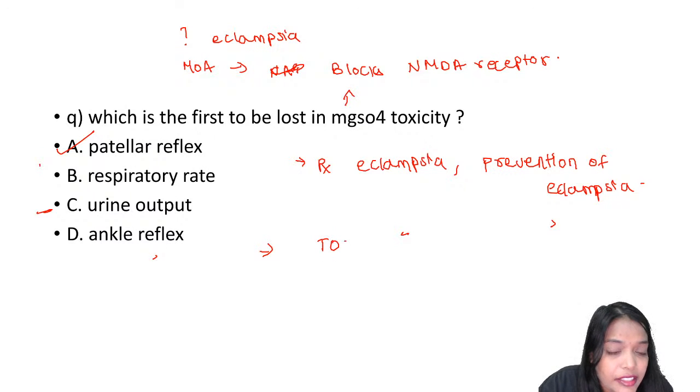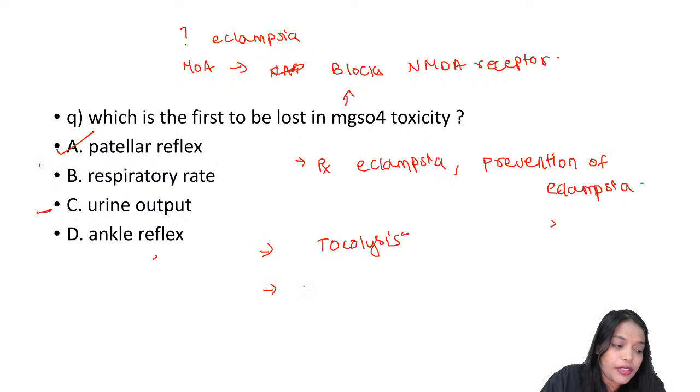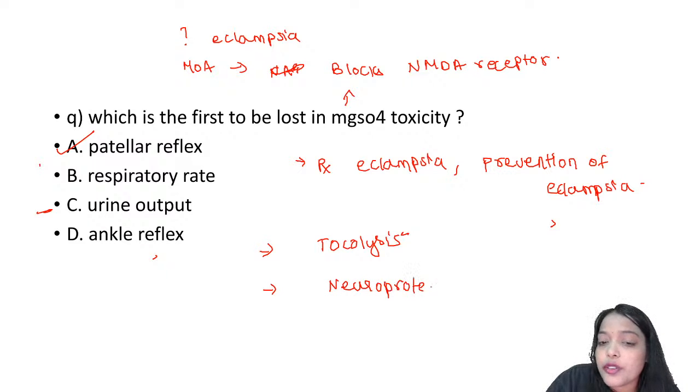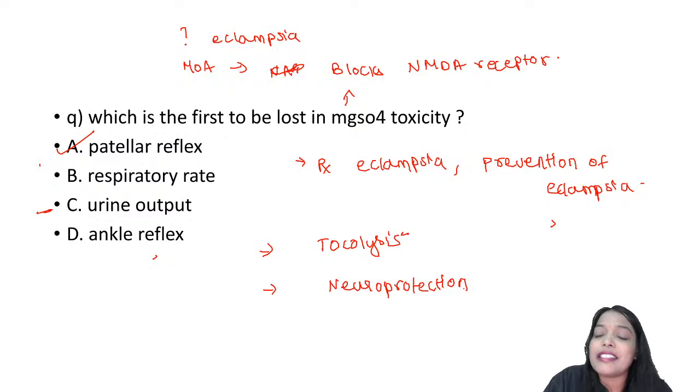It also acts as tocolysis. One very important another use is, excellent, Dr. Bipin Kumar, it also causes neuroprotection in preterm babies by decreasing the incidence of cerebral palsy. So these are some other uses, and also you can use it when a patient has torsades de pointes.